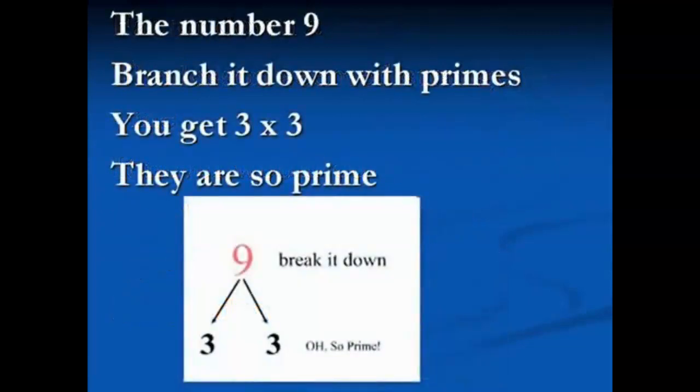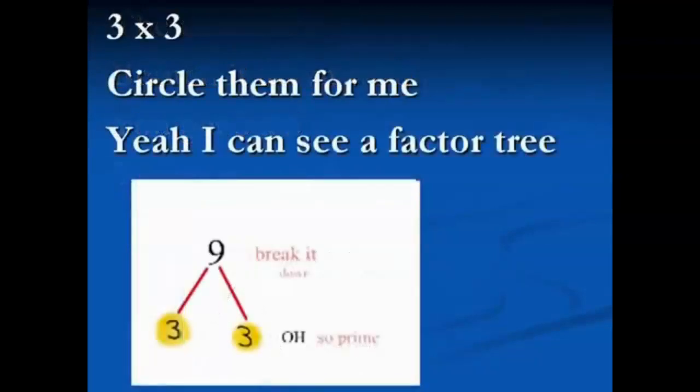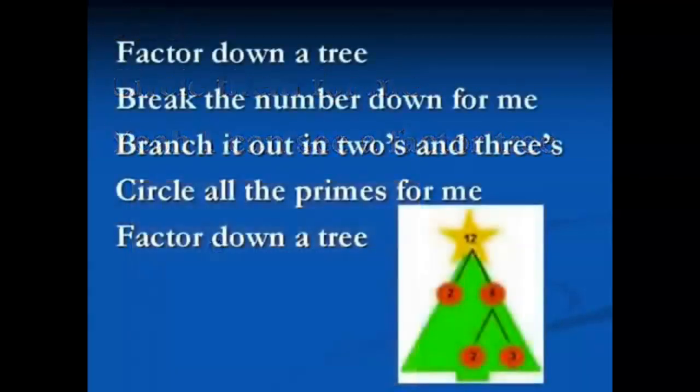Number 9, branch it down with primes. You get 3 times 3, they also prime. 3 times 3, circle them for me. Yeah, I can see a factor tree. Number down for me. Branch it out in 2s and 3s. Circle all the primes for me. Factor down a tree.